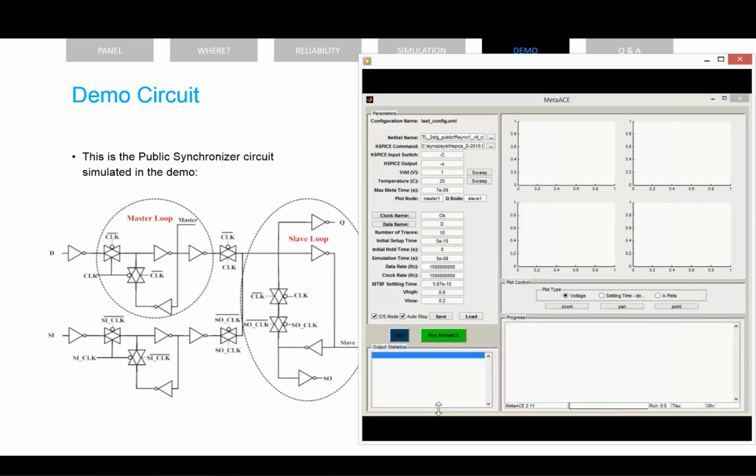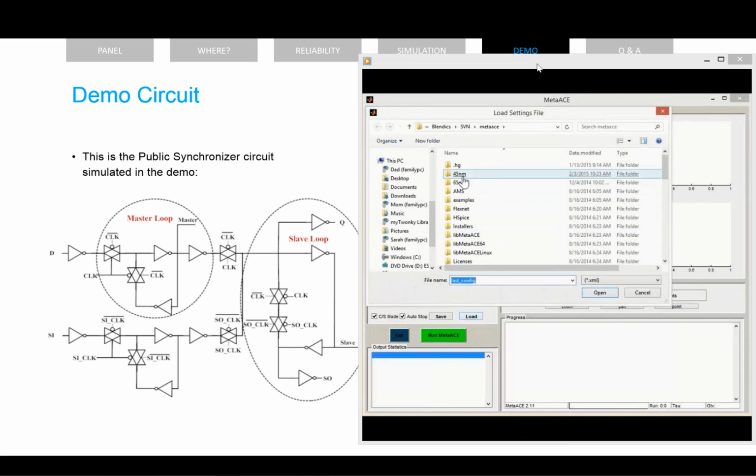The circuit we're going to use that this is simulating is this more complete circuit, which is also available, as Jerry mentioned, and we'll give you links to that at the end. The MetaACE GUI allows you to specify your netlist, the SPICE simulator, VDD and temperature, as well as the input-output you wish to simulate. Assuming that you set up your netlist properly, all you need to do is press run after entering that information, and MetaACE does the rest.